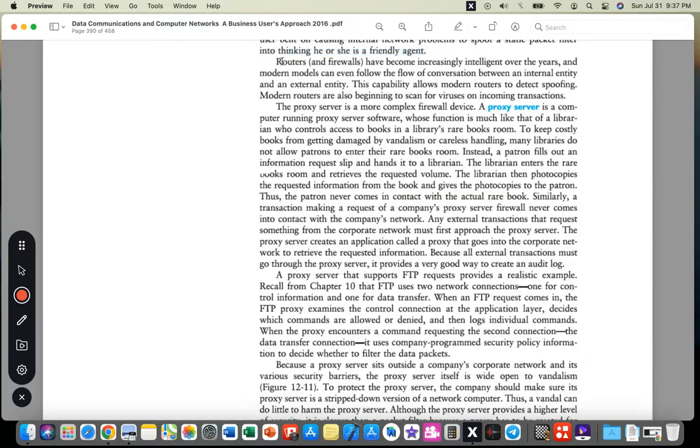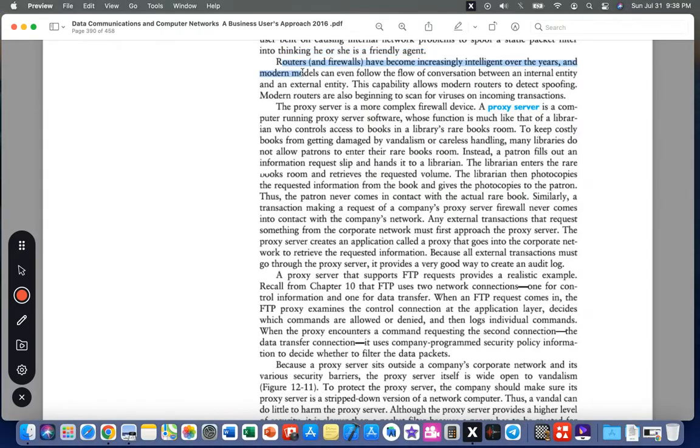Routers and firewalls have become increasingly intelligent over the years, and modern models can even follow the flow of conversation between an internal entity and an external entity. This capability allows modern routers to detect spoofing. Modern routers are beginning to scan for viruses on incoming transactions.